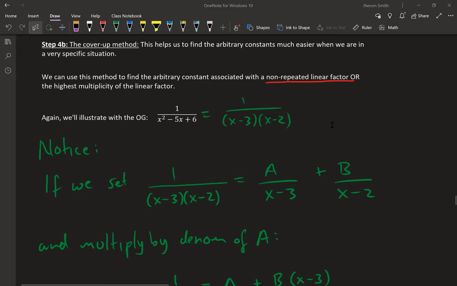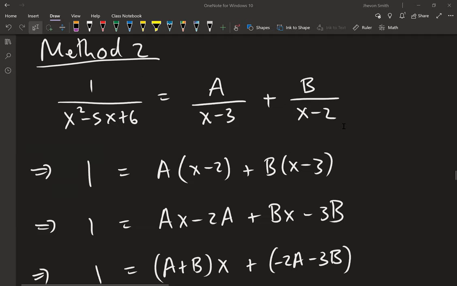So hopefully you guys tried the problems that I left for you yesterday. We're going to redo some problems. And for some of those problems, I'm going to actually use the cover-up method. And you can compare it to what you had written out using the other methods. Fractions, and then the integration after that.